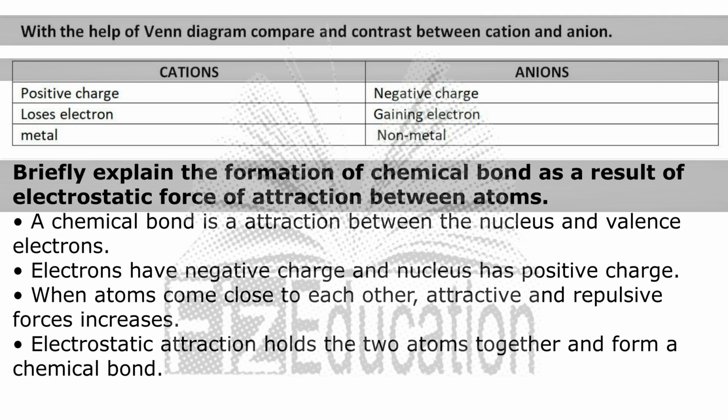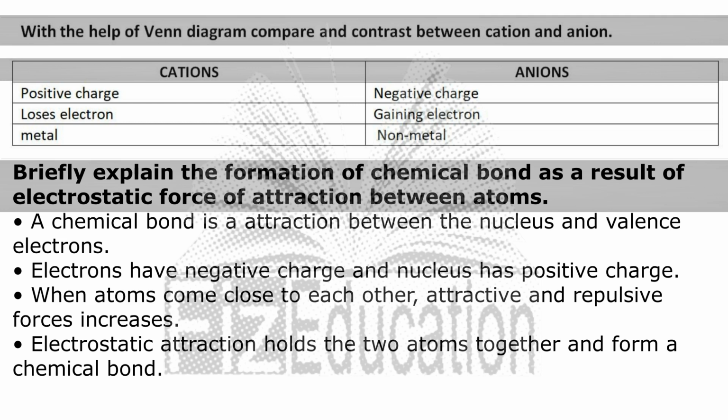With the help of a Venn diagram, compare and contrast cation and anion. Cations: positive charge, loses electron, metal. Anions: negative charge, gaining electron, non-metal. Briefly explain the formation of a chemical bond as a result of electrostatic force of attraction between atoms.